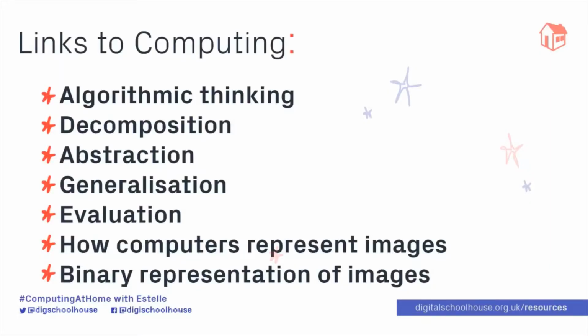Let's have a little look at what we're going to be learning about in this activity. We're going to look at algorithmic thinking, decomposition, abstraction, generalization, evaluation, how computers represent images, and we're going to touch just a little bit on binary representation of images. Don't worry if any of these words are new to you, I'll explain more later.